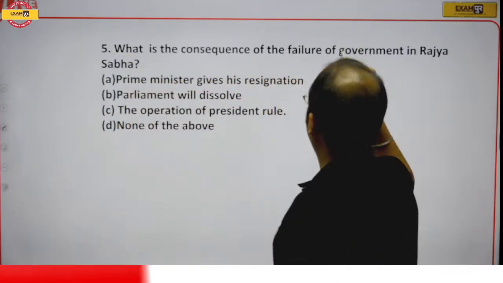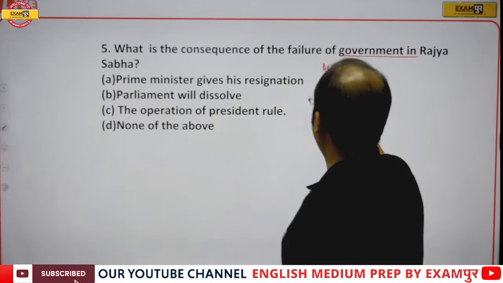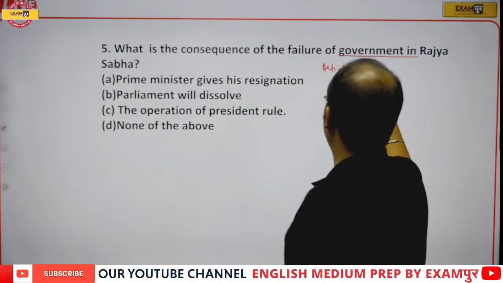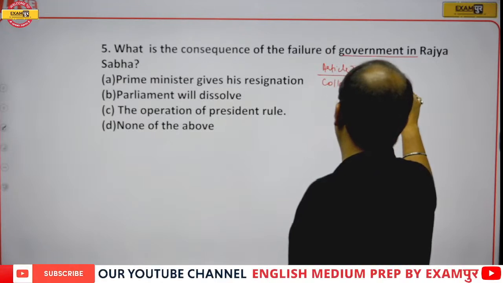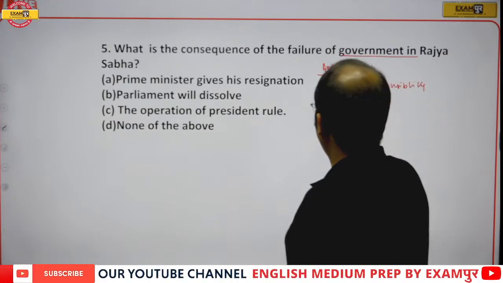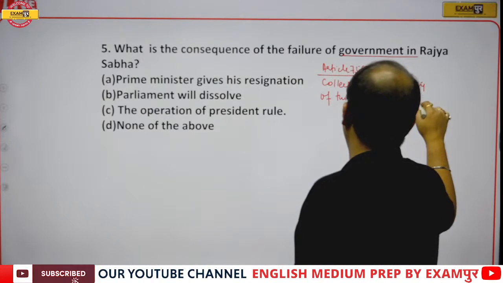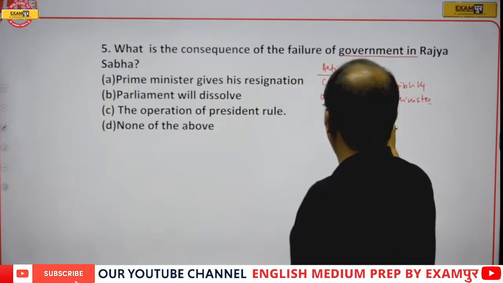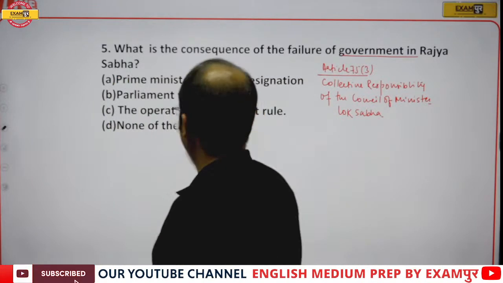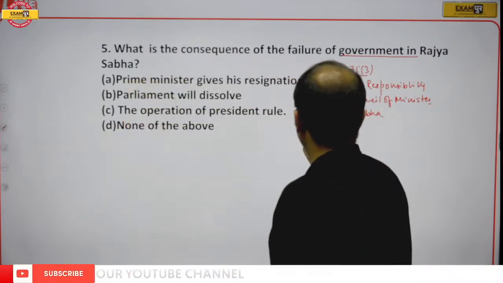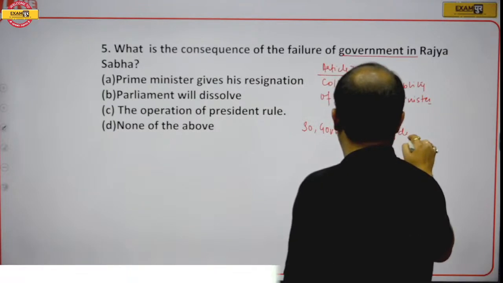My dear students, the collective responsibility of the Council of Ministers is with the Lok Sabha. You have read in Article 75 clause 3 that the collective responsibility of the government, of the Council of Ministers, is for Lok Sabha. So it has nothing to do with Rajya Sabha. The government has nothing to do with Rajya Sabha.